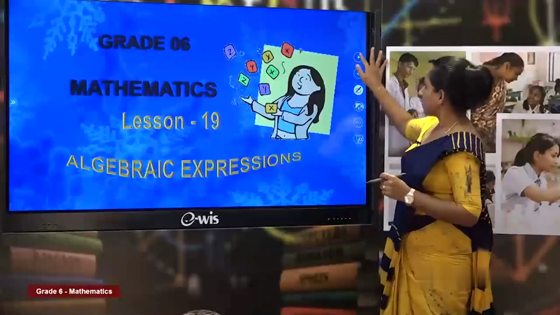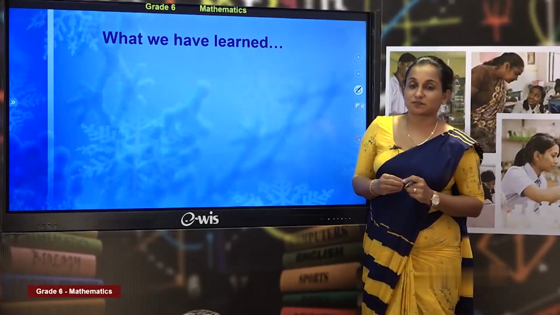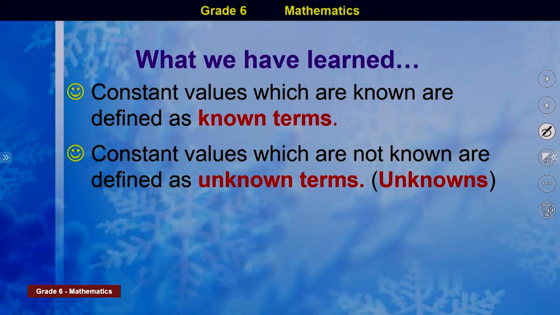Okay, first of all, let's recollect what we have done in the lesson Algebraic Symbols, because algebraic symbols are the foundation to algebraic expressions. We learned some new words in algebraic symbols. We learned about known terms. Constant values which are known are called known terms, and we use numbers to represent known terms. Then we learned about unknown terms. Constant values which are not known are called unknown terms.